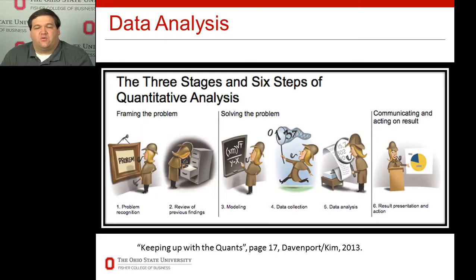So from Keeping Up with the Quants by Davenport and Kim, they have a nice little framework, which I thought was a nice way of framing this idea. They call it the 3 stages and 6 steps of quantitative analysis. I'm going to focus more or less on probably 4 stages. I'm going to break it down a little differently.